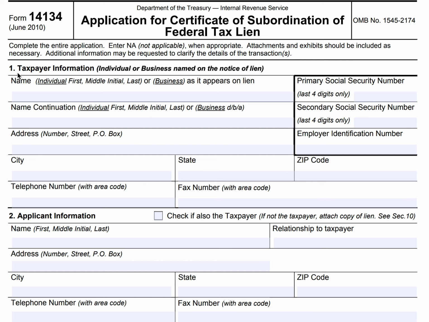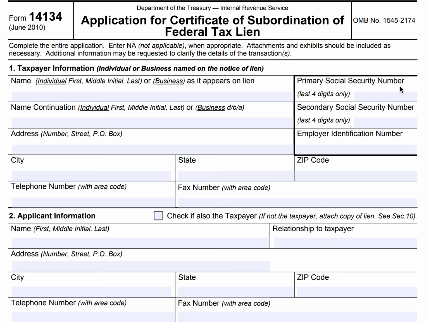So in section 1, you'll enter the taxpayer information. This can be an individual or a business that's named on the notice of federal tax lien. So you're not coming up with anything different. You're simply putting an individual or business name as it appears on the lien, first, middle initial, last name if it's an individual. And then if you need a second space, there's a second space there.